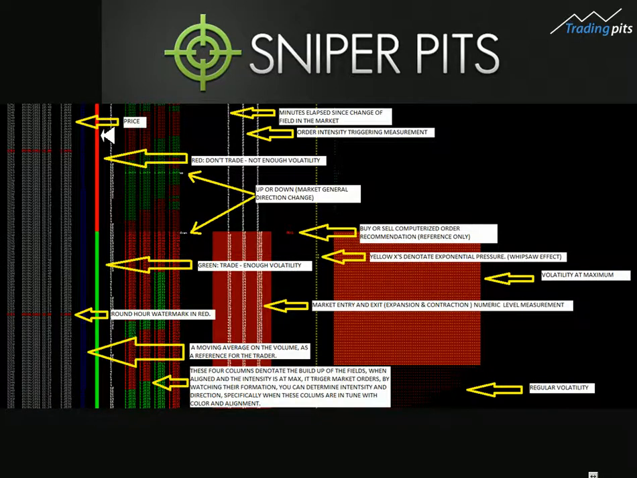This red and green one just means it is appropriate to trade because the volatility is high enough, or it's not appropriate to trade. So whenever this column's red, we don't touch anything, and whenever it's green, there's enough volatility for us to consider taking a trade. We'll just jump over this white one here, it's not necessary.